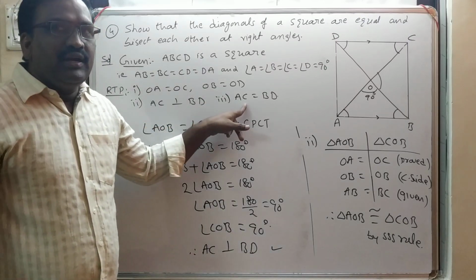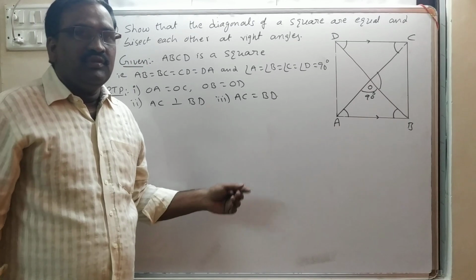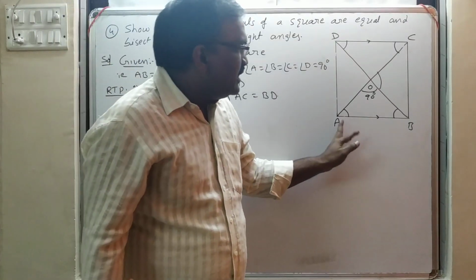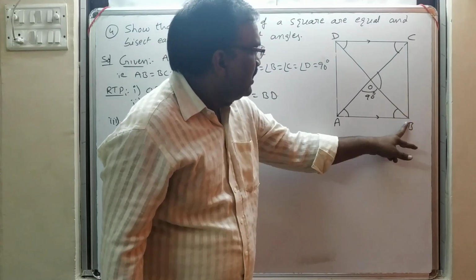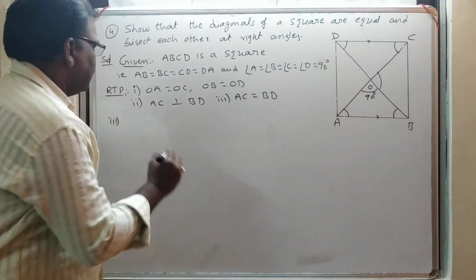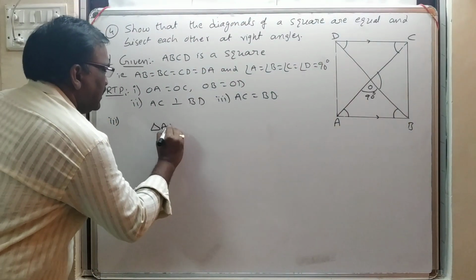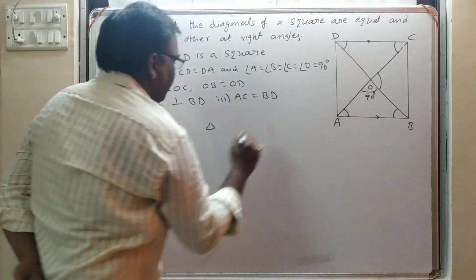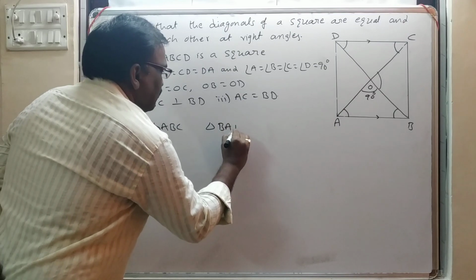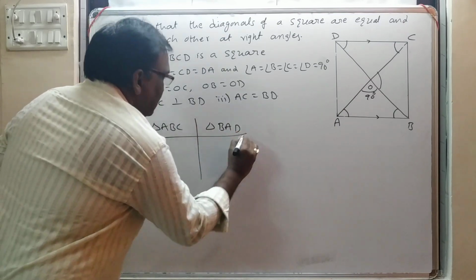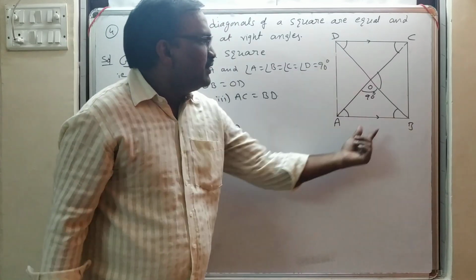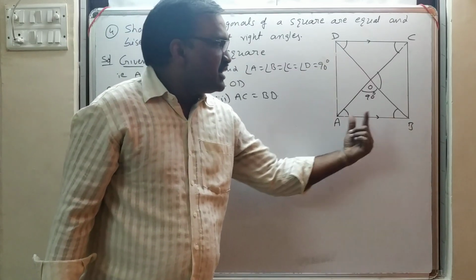And prove the third condition. Next, third case. Observe the triangles ABC and BAD. Triangle ABC and triangle BAD. Observe what are equal. So AB is a common side.